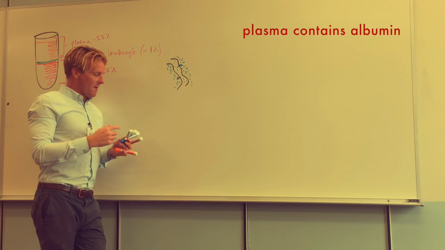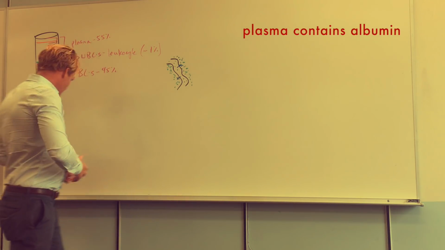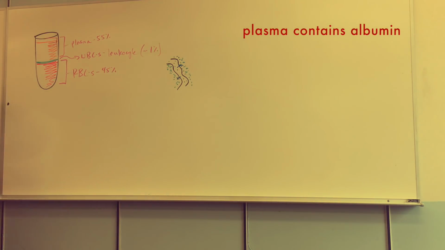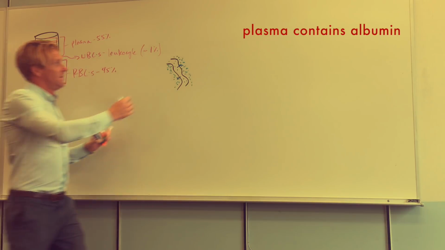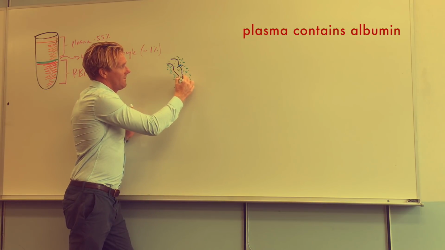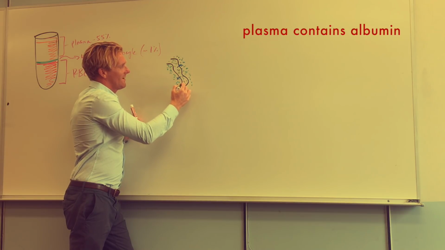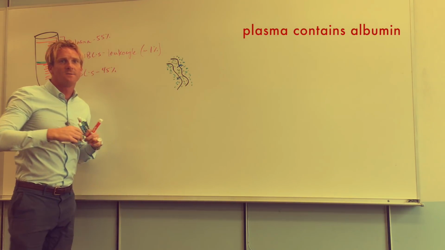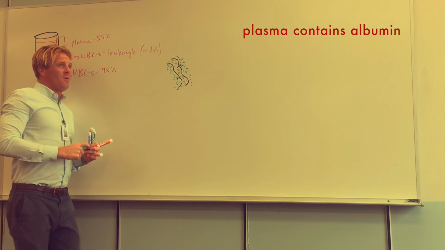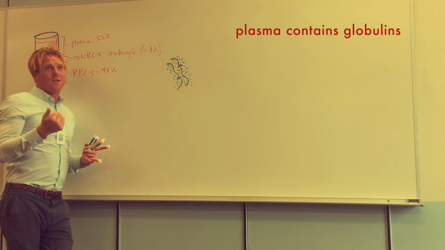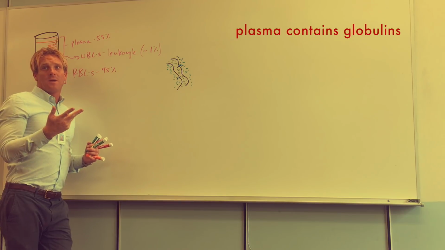To prevent this from happening, we place some relatively large proteins that like to hang out in the blood itself. One of these proteins is called albumin. This functions as a placeholder to balance out osmotic pressure so the water doesn't leave. Another example of a protein that's really important are the globulin proteins. We have alpha globulins, beta globulins, and gamma globulins.